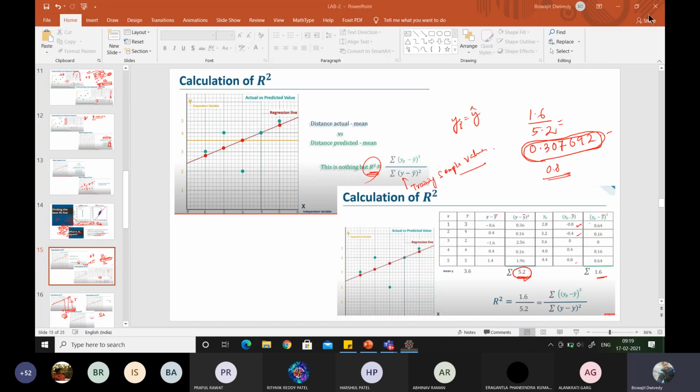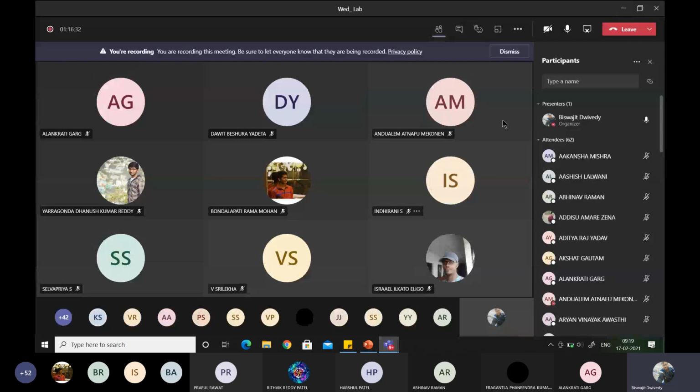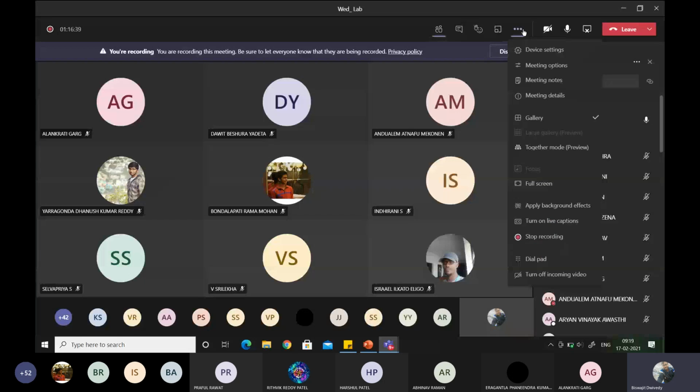Next class I'll be discussing how to use this technique for different types of data sets. For a big size data set, how to use it, how to predict some trends.